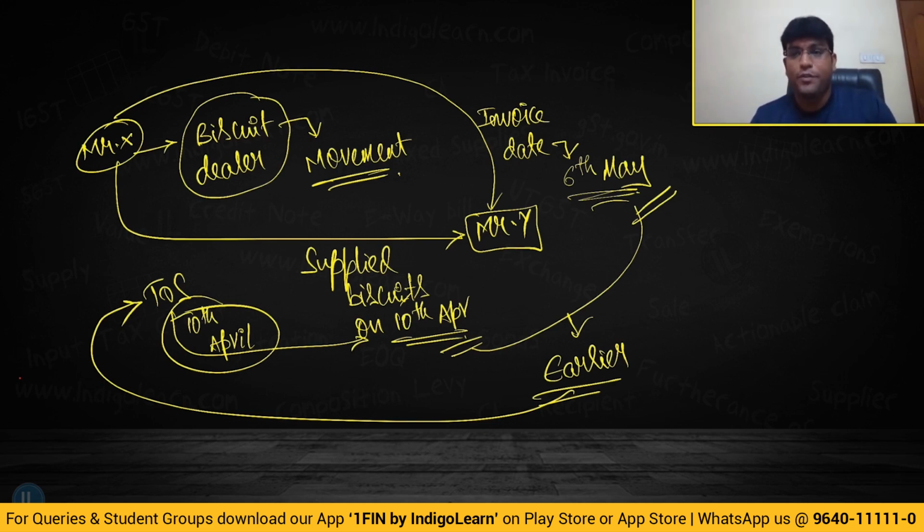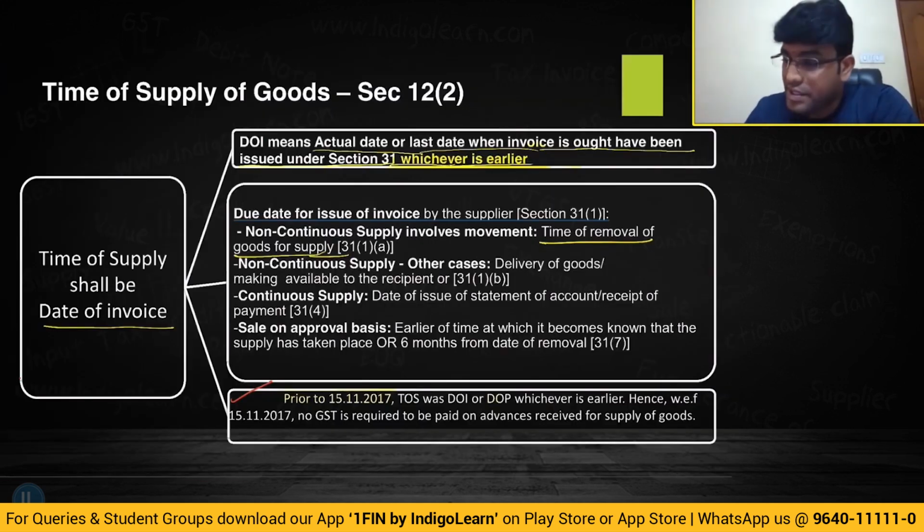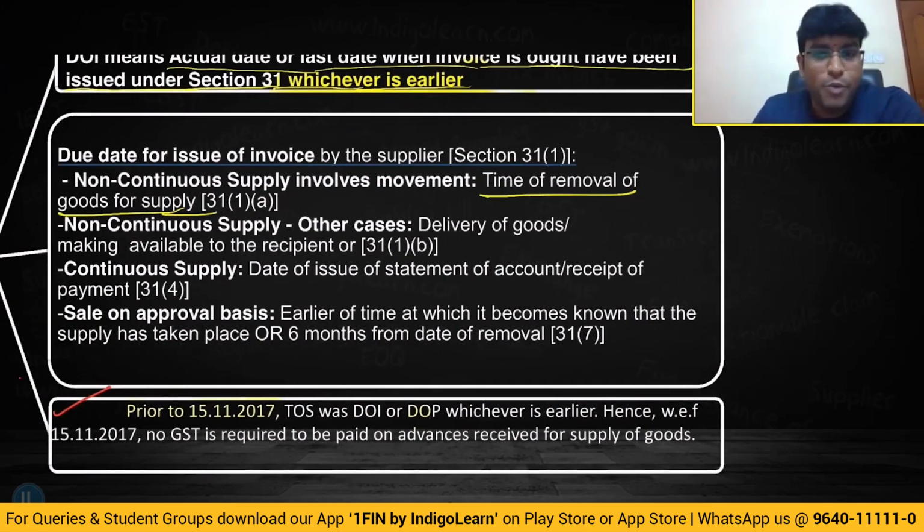So friends, what is time of supply? Date of invoice. And date of invoice means what? Actual date of invoice or last day when the invoice is ought to have been issued under section 31, whichever is earlier. Come on, let's go back. So we see there, if it involves movement, what is the answer? Time of removal of goods. Non-continuous supply, other cases: delivery of goods or making available to the recipient.